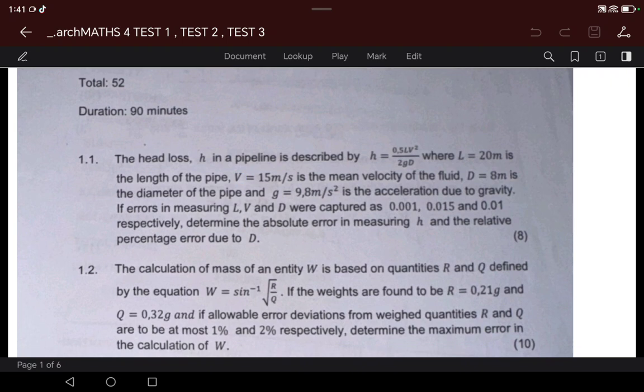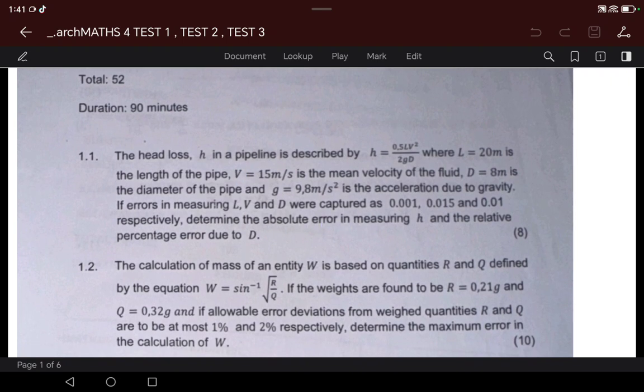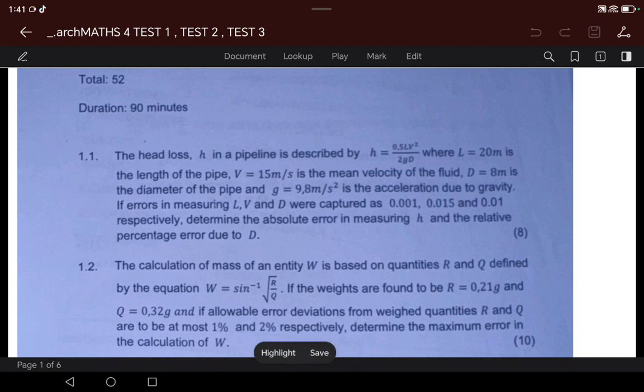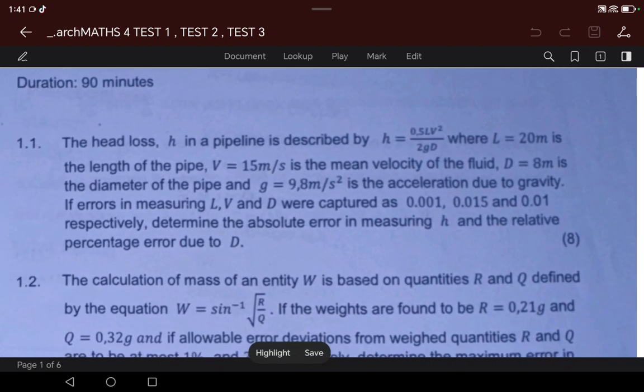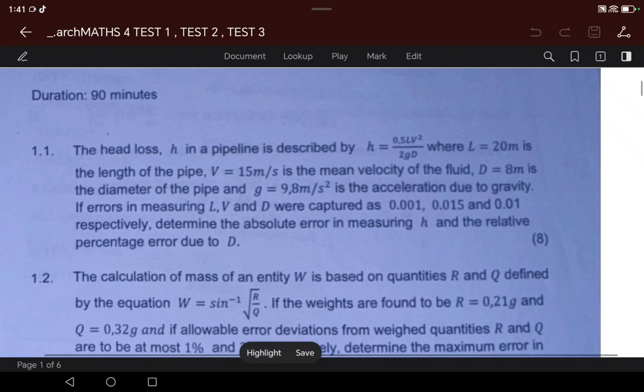This is what we were doing. They want us to determine the absolute error in measuring H. And then they also want us to determine the relative percentage error due to D. Remember when we started, I showed you the formula for percentage error. Do you guys still remember the relative percentage error formula?